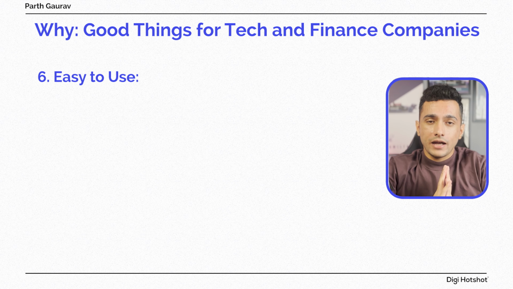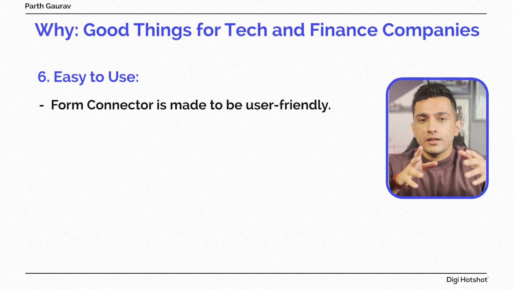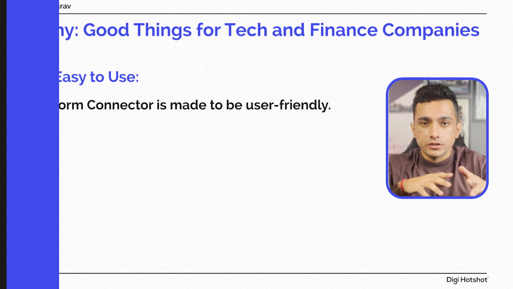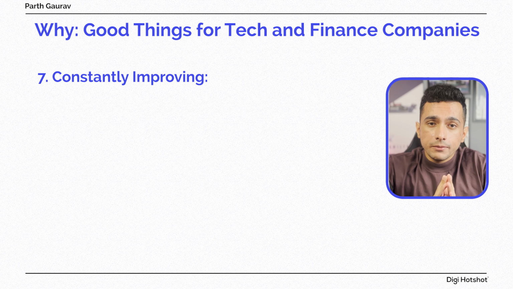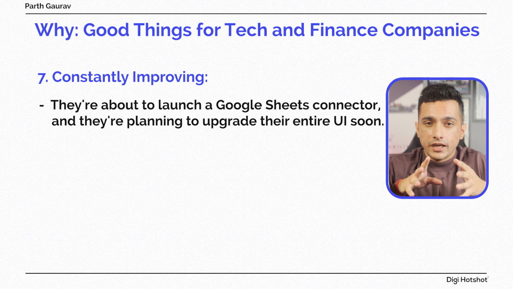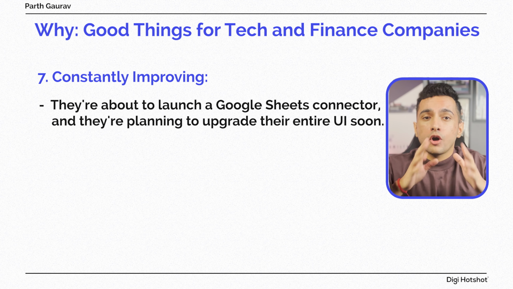Sixth, as I said, it's very easy to use. Say goodbye to the learning curve that comes with other tools like Zapier or Make. Those interfaces are sometimes kind of confusing at the start. Form Connector is made to be user friendly even if you are not a tech wizard. Seventh, constantly improving. Form Connector is always getting better. They are about to launch a Google Sheets connector as well, and they are planning to upgrade their entire UI soon. They'll even add support for component forms and make it super easy to find forms on any page.